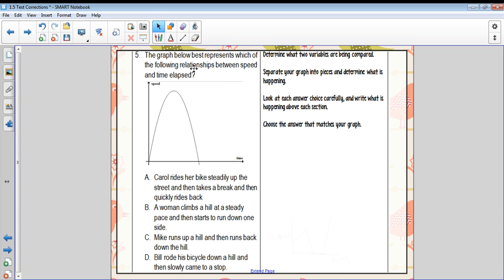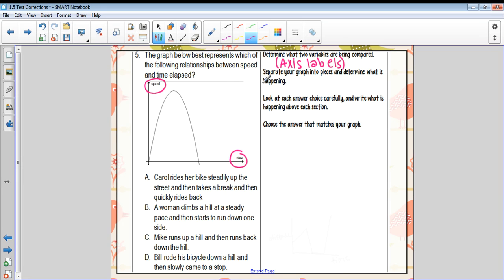This is Unit 2, number 5. So this is a situation graph problem. We're trying to figure out which of the following represents the relationships of speed and time elapsed. So the first thing you're going to need to do is determine what two variables are being compared, which you're going to look on your axis labels. So in this case, on this number, we're looking at time and we're looking at speed.